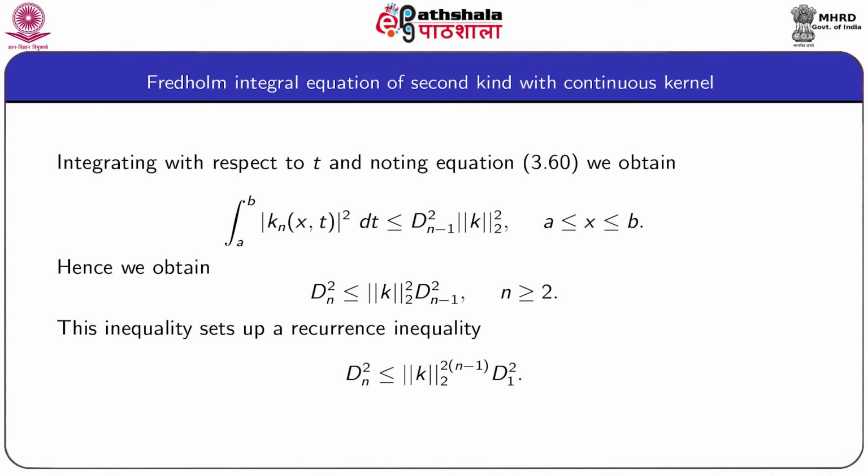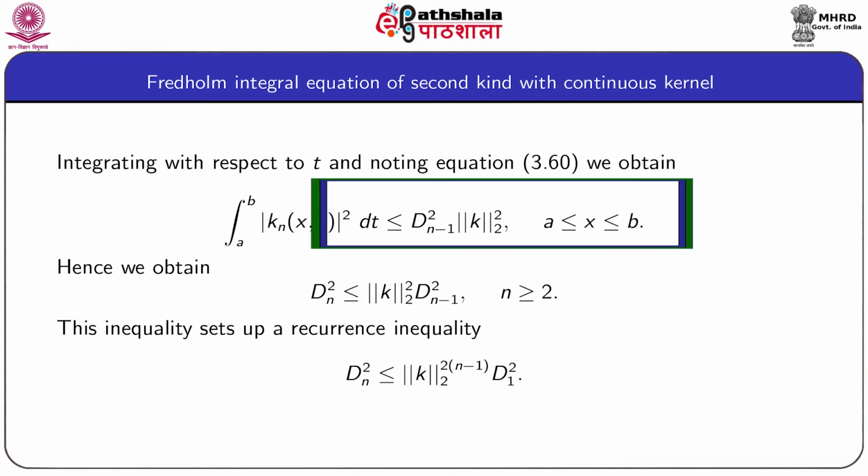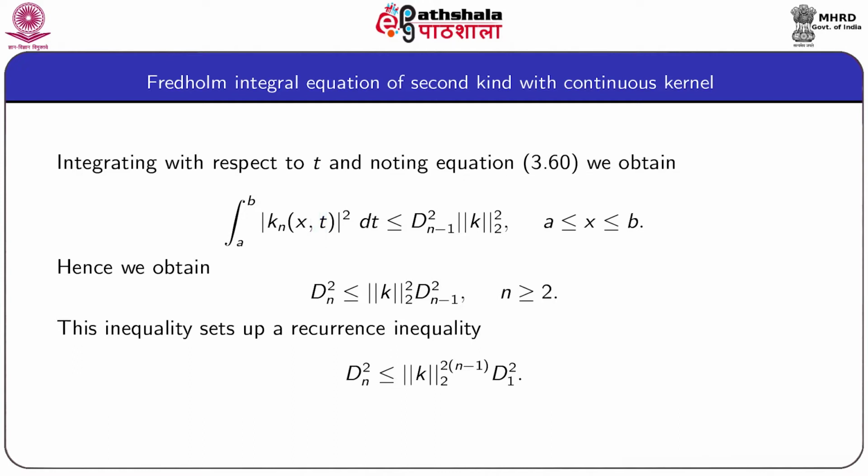So combining this result, we get this result. Hence, we can see that the left hand side of this inequality, that is integral a to b mod k_n(x,t) square dt, is less than or equal to D_(n minus 1) square into norm of k_2 square for all x in the interval a to b. Hence, its upper bound is also less than the right hand side. Recall that the upper bound of left hand side is D_n square, so that we obtain D_n square is less than or equal to norm of k_2 square into D_(n minus 1) square for n greater than or equal to 2.